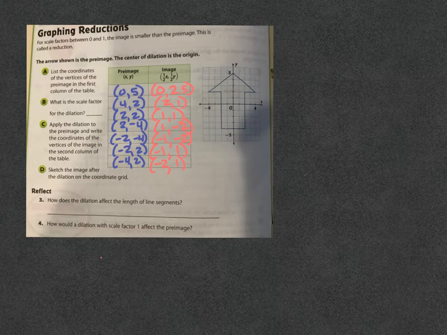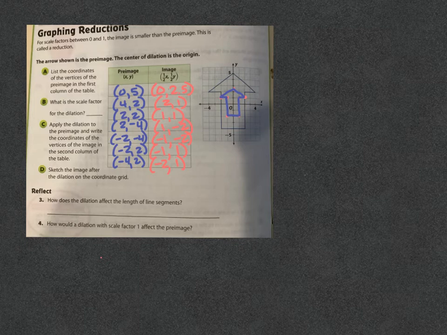And now I will go in and plot those points. 0 on the x, 2.5 on the y, 2 on the x, 1 on the y, 1 on the x, 1 on the y, 1 on the x, negative 2 on the y, negative 1 on the x, negative 2 on the y, negative 1 on the x, 1 on the y, and negative 2 on the x, 1 on the y. I will connect those dots. And there I have a half-size reduction of my pre-image.